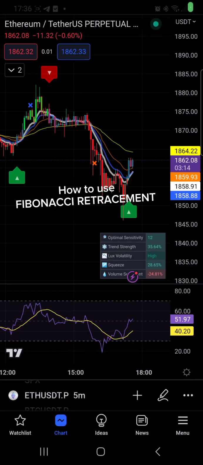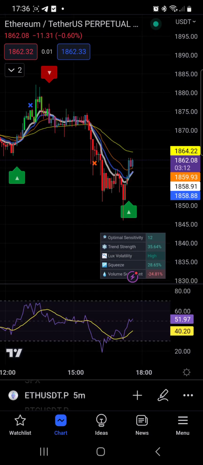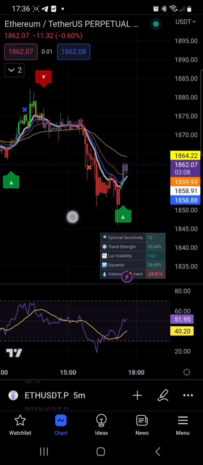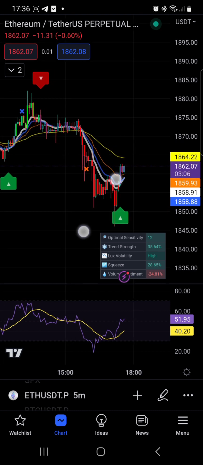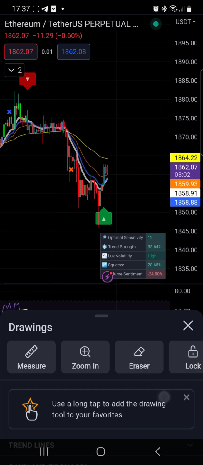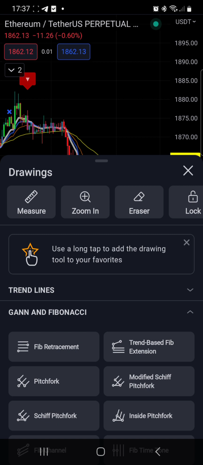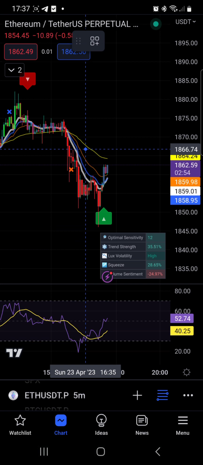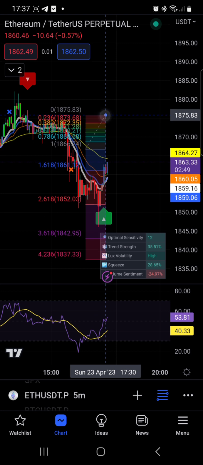Hi guys, today I'm going to show you how to use Fibonacci retracement. So this is our TradingView, and if you go and select that and go on to the Fibonacci retracement, select Fibonacci retracement, and let me do that.